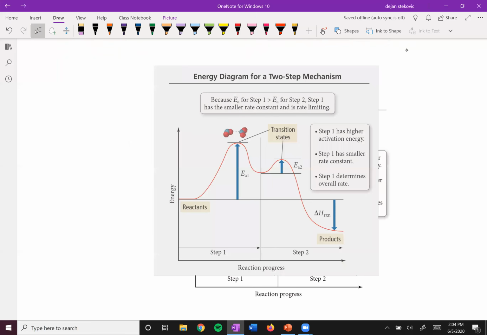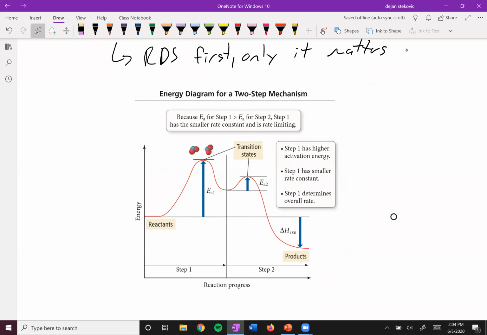And so here's just kind of the energy diagram for this two-step mechanism. We'll see the first step has a very high activation energy, and then the second step has a very low activation energy. So the first step is going to be much slower than the second step. So it's step 1 that determines the overall rate.